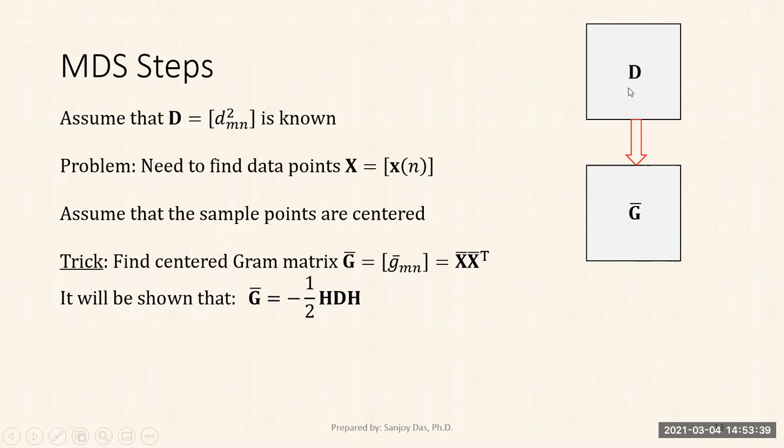So this is basically how you implement this step. All you do is take the distances and find H. You don't need the data points to find H. So find H, and then you get G bar equals negative half HDH. Okay? And this is what we'll show next. Then from the centered Gram matrix, we will be able to obtain the centered sample points.